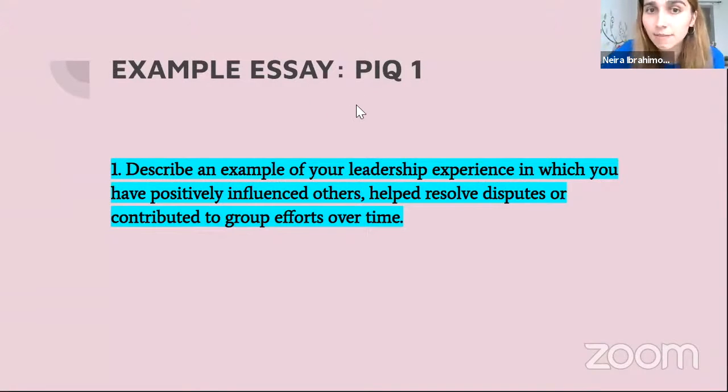So this is the first PIQ of the UC app. It's very similar to one of the questions on the Common App. It says, describe an example of your leadership experience in which you have positively influenced others, helped resolve disputes, or contributed to group efforts over time.